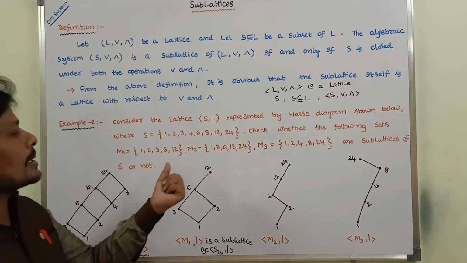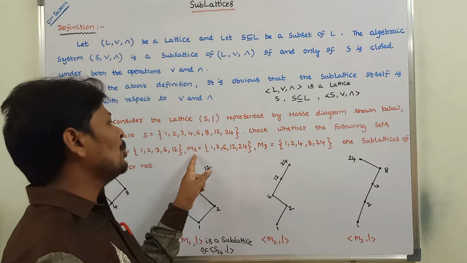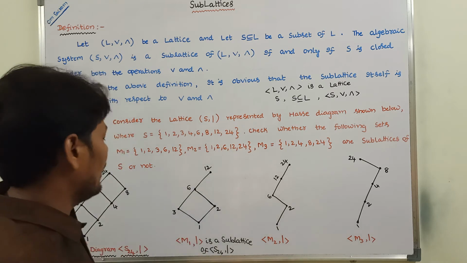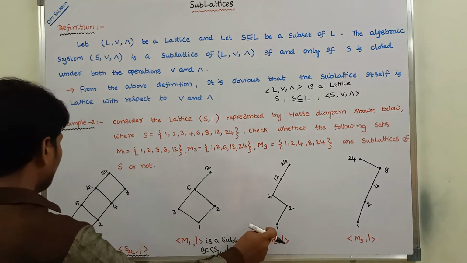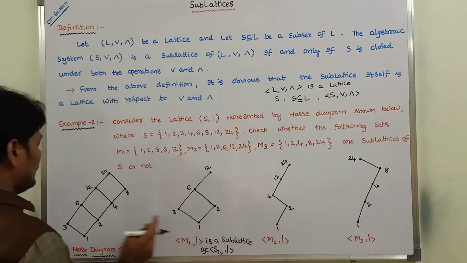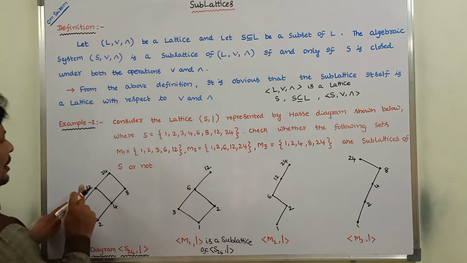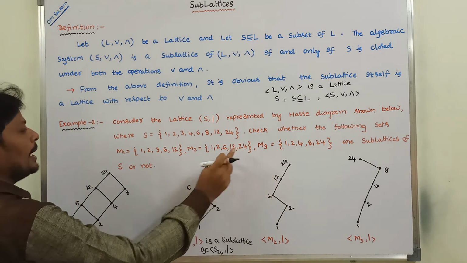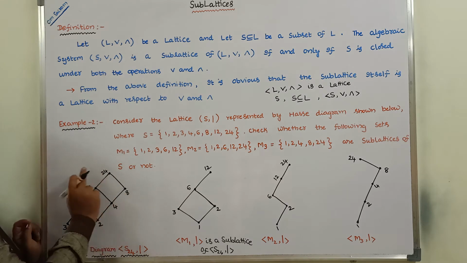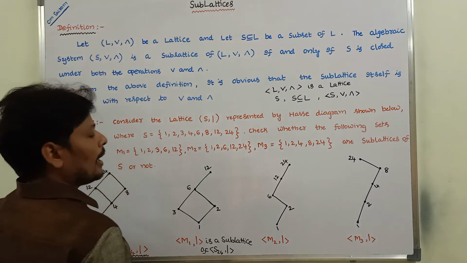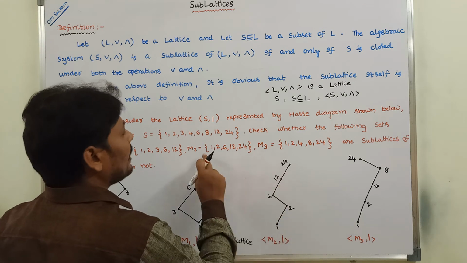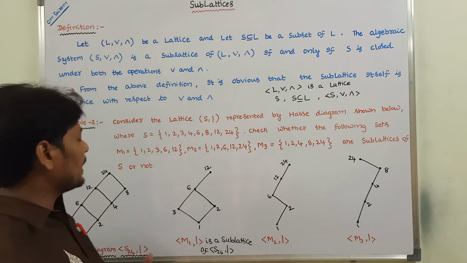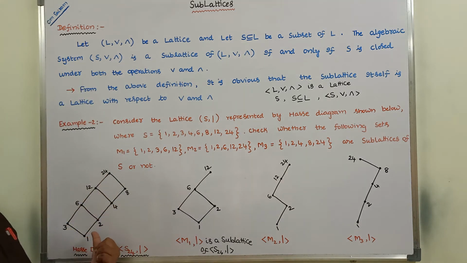Okay, now consider M2 set. M2 is equal to the set of 1, 2, 6, 12, 24. I am considering these elements from the main Hasse diagram. So whatever Hasse diagram we get for the elements of M2, that Hasse diagram can be taken from the main Hasse diagram.